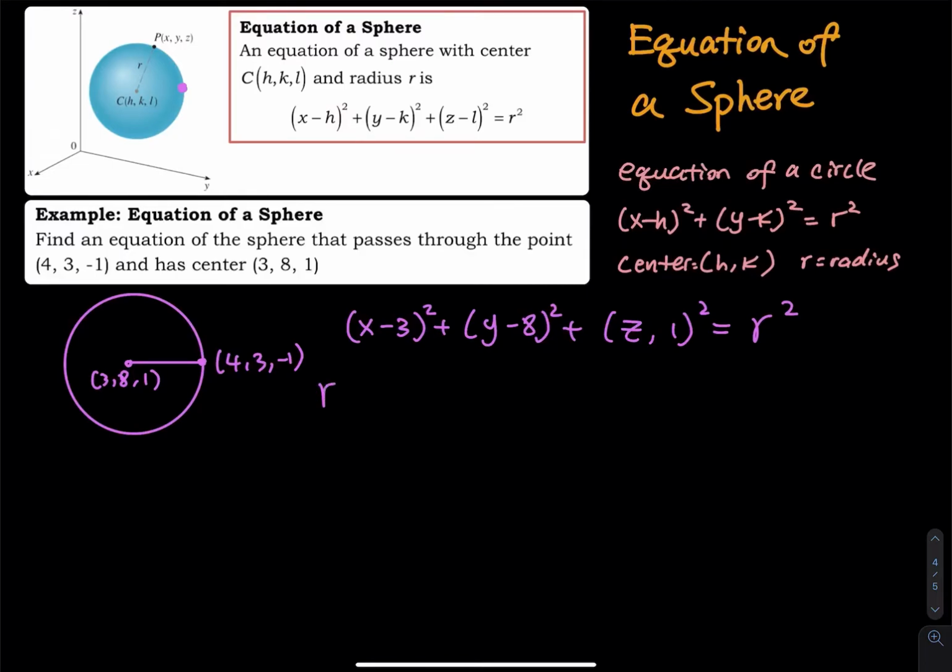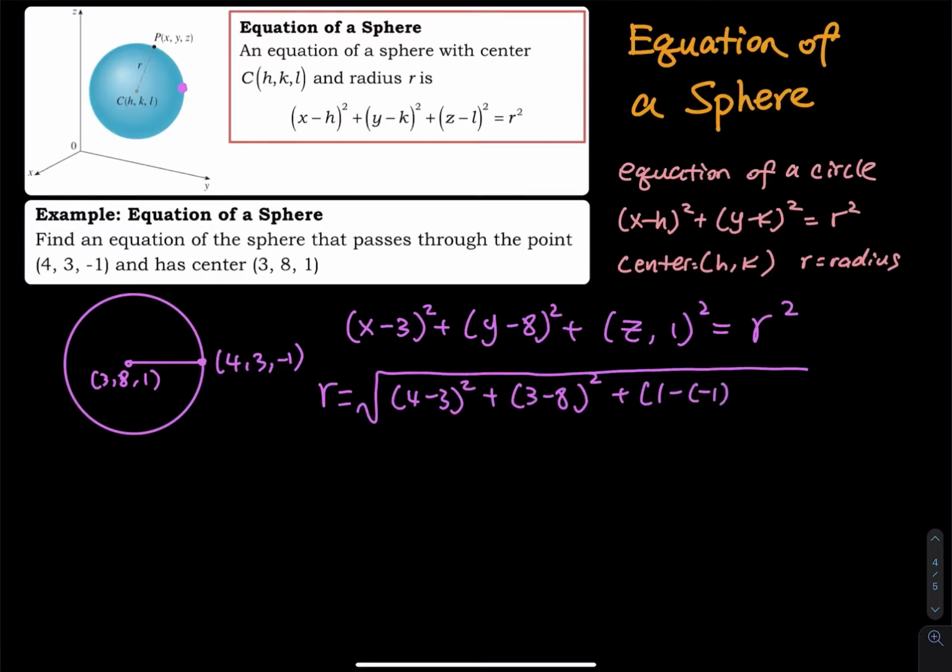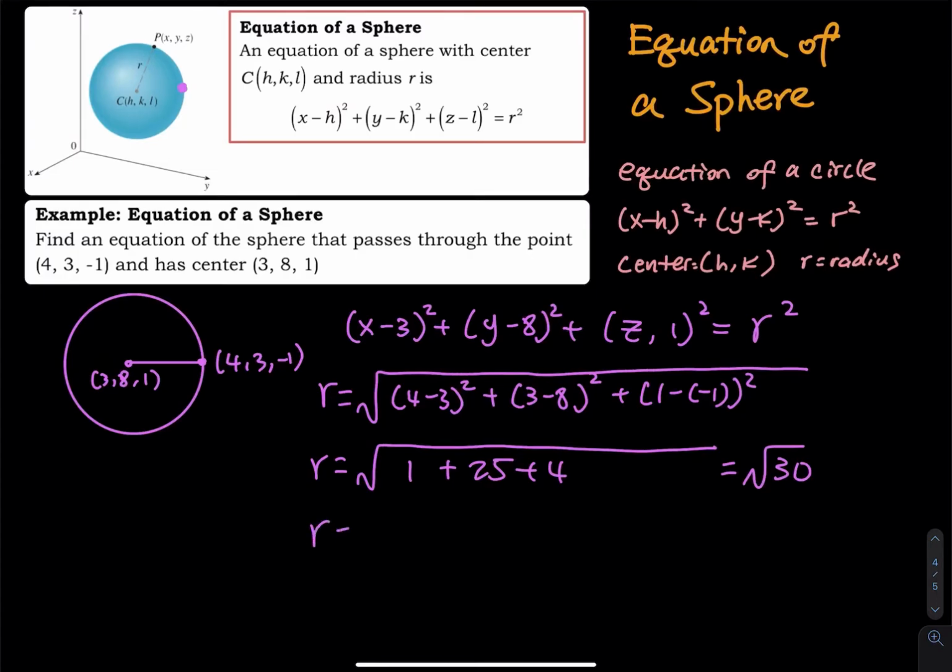So the radius equals the square root of the distance between those 2 points, right? I will use the point on the surface minus the center. That will be (4 - 3) squared plus (3 - 8) squared plus (1 - (-1)) squared. So r equals the square root of 1 squared, plus 5 squared, plus 2 squared. So 1 plus 25 plus 4 equals 30. So we have r equals root 30.